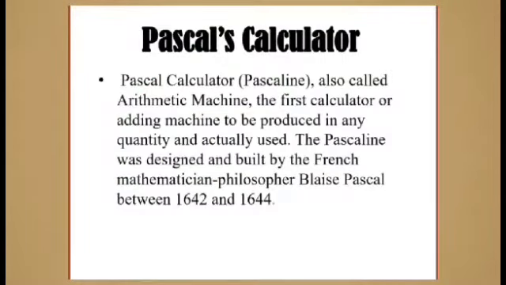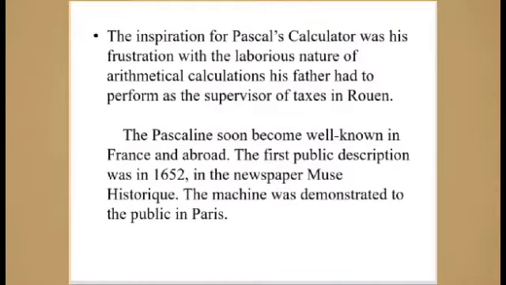Pascal's calculator, or Pascaline, also called the arithmetic machine. The first calculator or adding machine to be produced in any quantity and actually used, the Pascaline, was designed and built by the French mathematician and philosopher Blaise Pascal between 1642 and 1644. The inspiration for Pascal's calculator was his frustration with the laborious nature of the arithmetical calculations his father had to perform as the supervisor of taxes and rent.